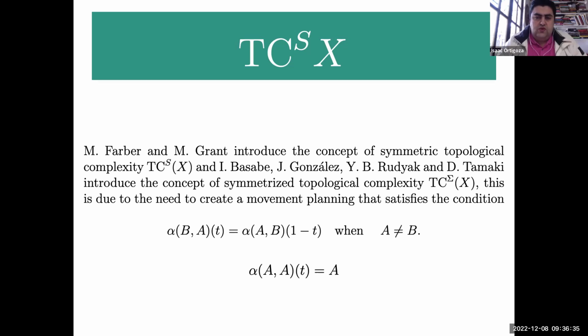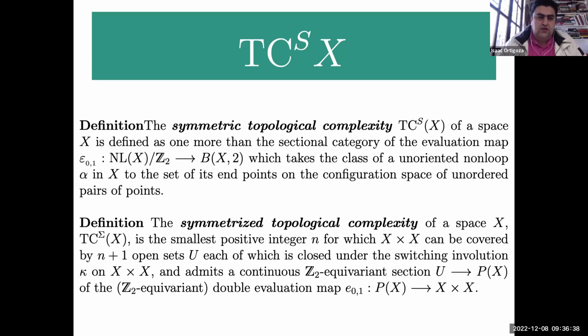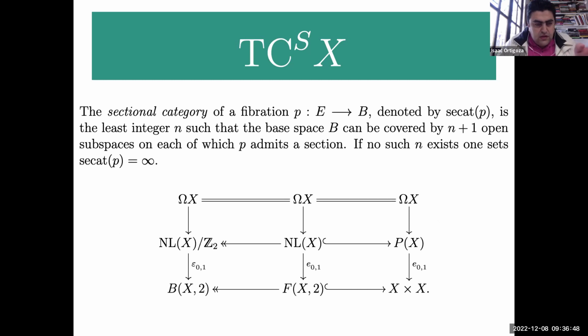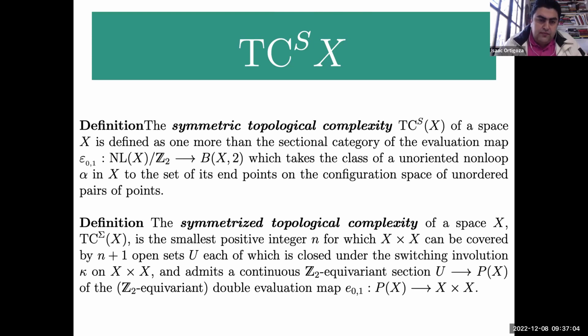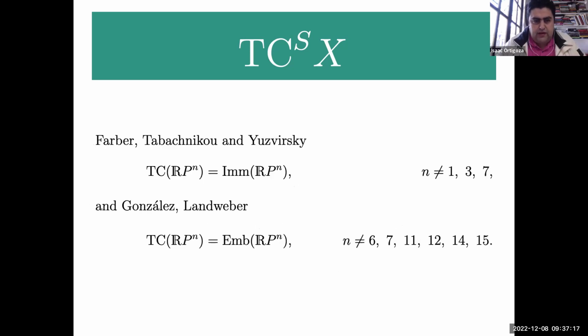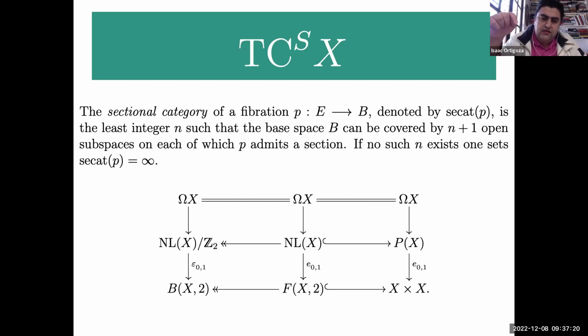We get the two definitions. The first definition is the symmetric topological complexity, and it is one more than the secat of the evaluation map given in the diagram, the first fibration. Okay, the symmetrized topological complexity is the C2-equivariant sectional category of the fibration given by the evaluation map. It is the last fibration.